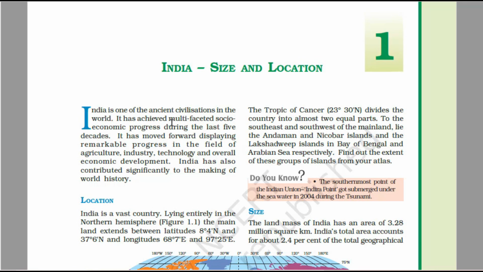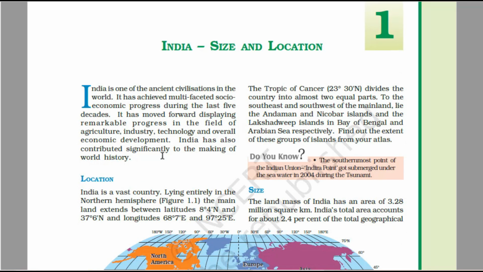It has achieved multi-phase socio-economic progress during the last 5 decades. As we all know, India is the oldest civilized nation of the world and we are showing very impressive progress in different sectors like agriculture, industry, technology and overall economic development. India has also contributed significantly to the making of world history.